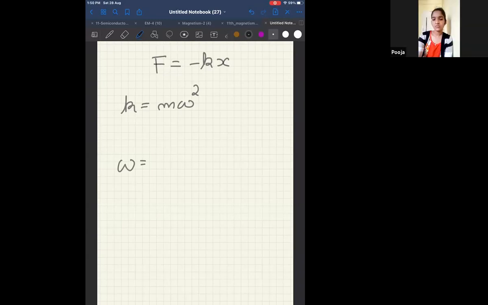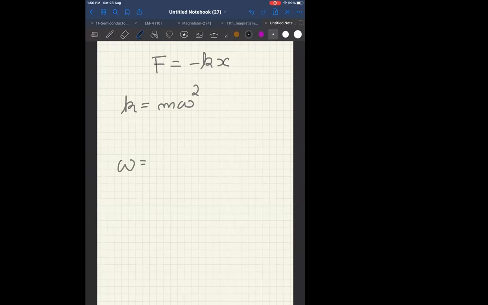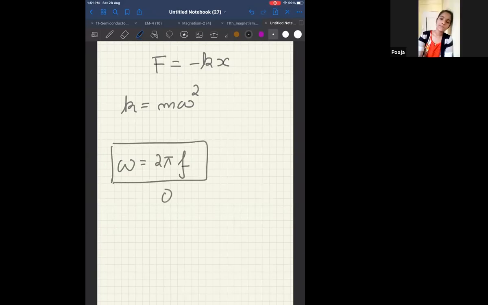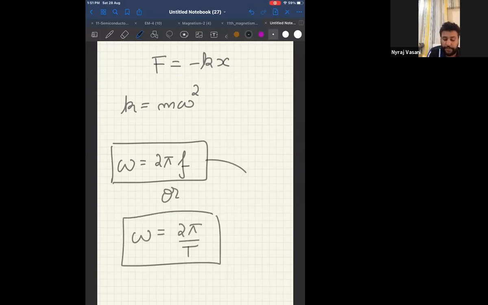No, angular frequency, correct? Frequency with an angle is called angular frequency. What is the total angle that you have in geometry? Total angle in geometry is 2 pi, 360 degrees. Therefore, the formula for omega is 2 pi f, or listen carefully, omega is 2 pi by t. Tell me how many of you understood this.